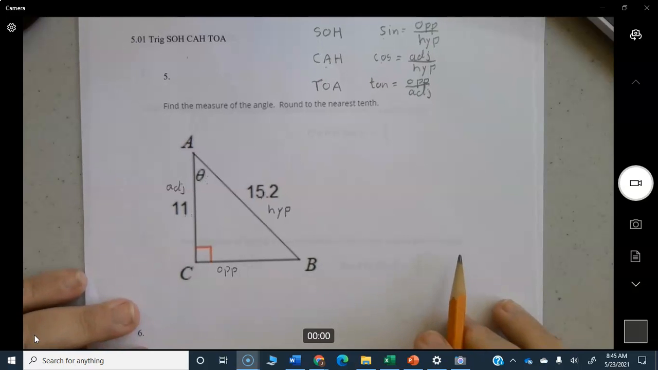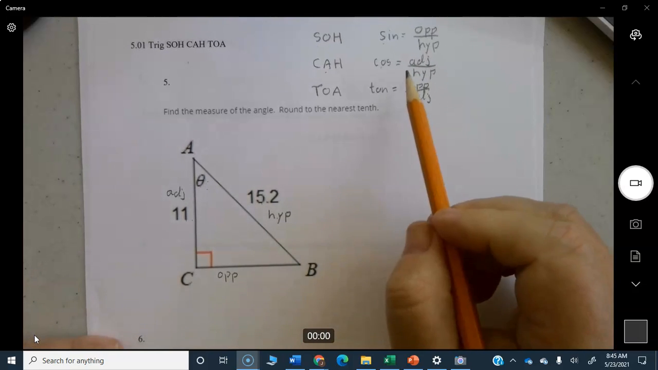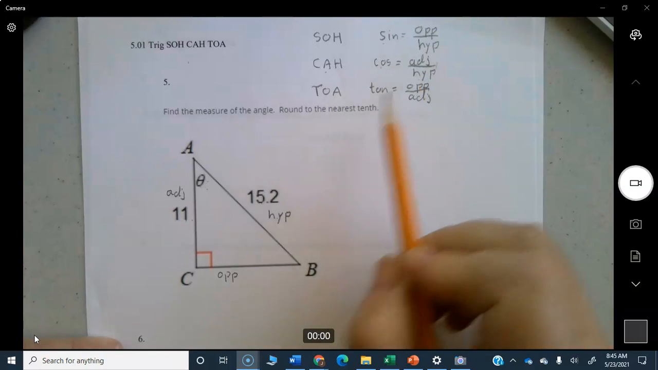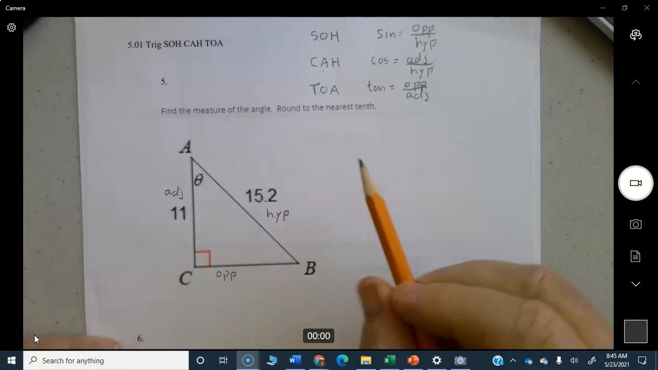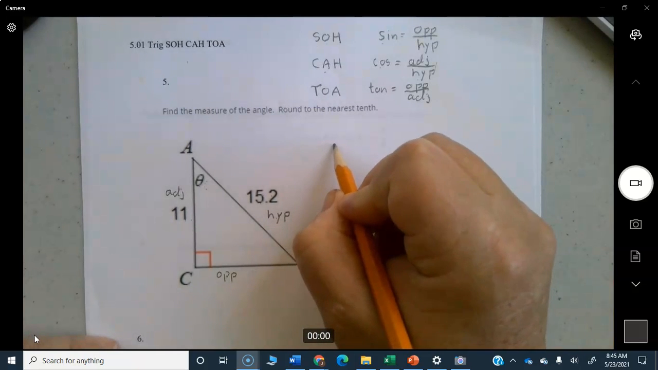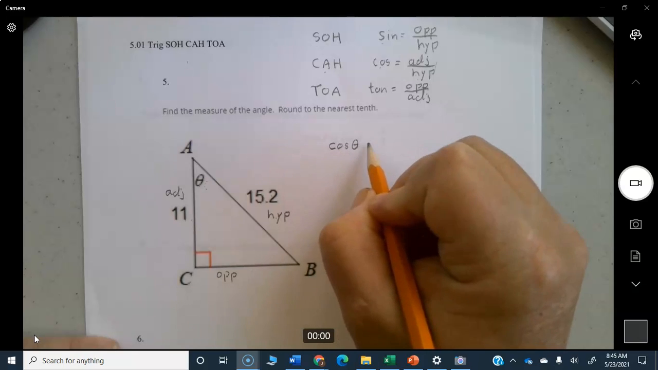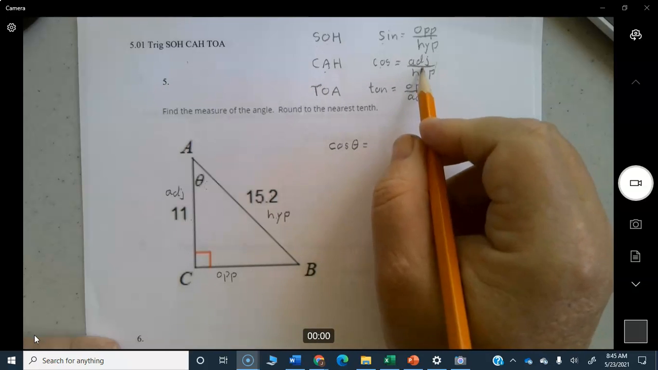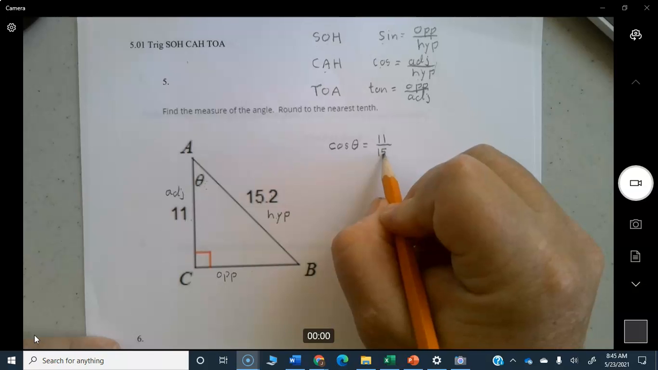All right, so what do we have here? What do we know? We know the adjacent and we know the hypotenuse. So that means that we know the cosine relationship here, that it's going to be adjacent over hypotenuse, 11 over 15.2. So we're going to go ahead and write cosine of theta, because that's our unknown, equals adjacent over hypotenuse, so that's going to be 11 over 15.2.